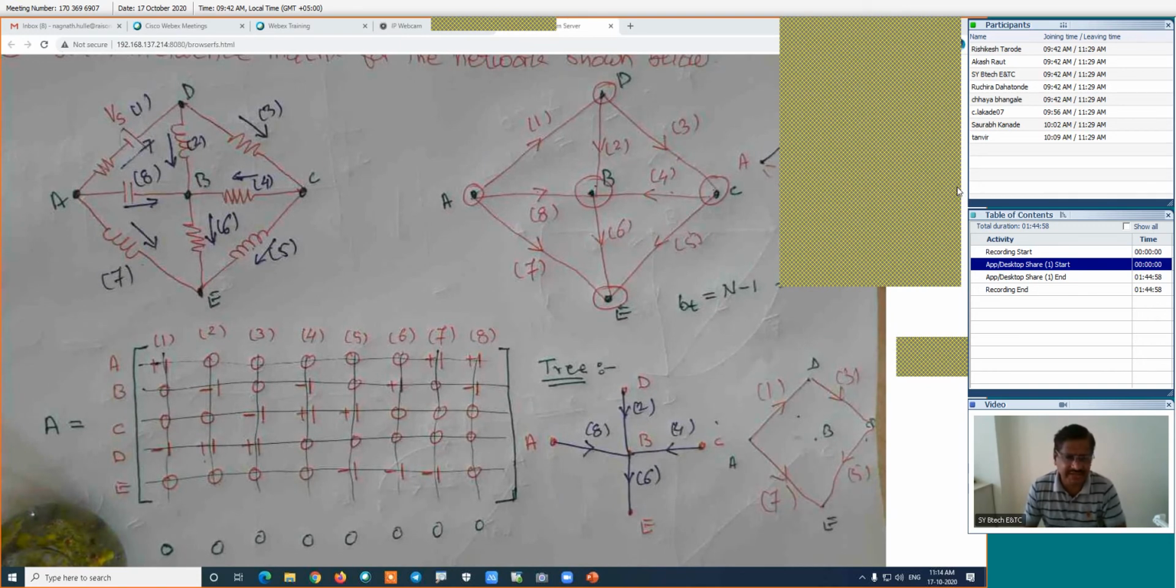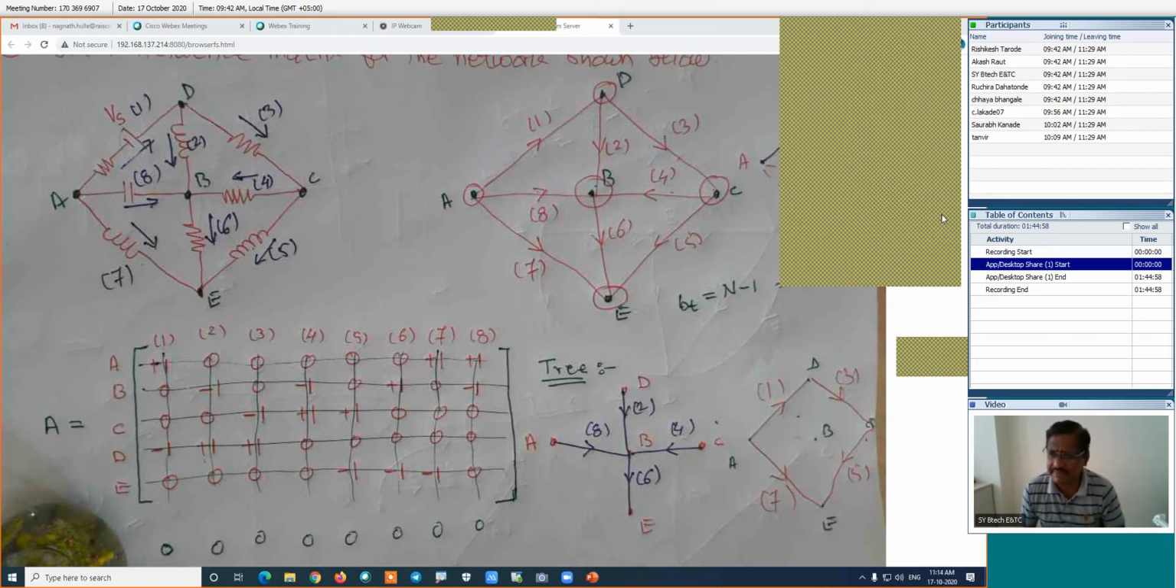Any difficulty in the formation of the incidence matrix for the given graph? No, sir. Chinmay. Yes, sir. Any difficulty in the formation of this incidence matrix? No, sir. Chaya. Any difficulty? No, sir. Then Rishikesh. Any difficulty in the formation of the incidence matrix? No, sir. No difficulty. Ruchira. No difficulty. Saurabh. No difficulty. Then Tanveer. No difficulty. Okay, fine.